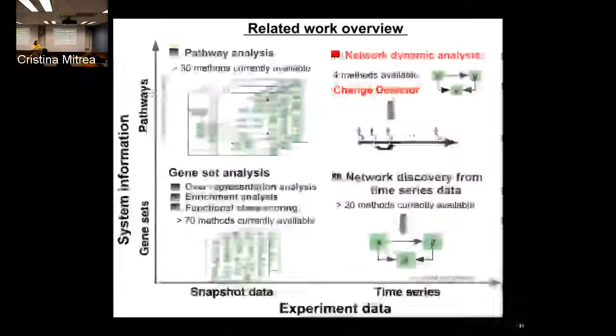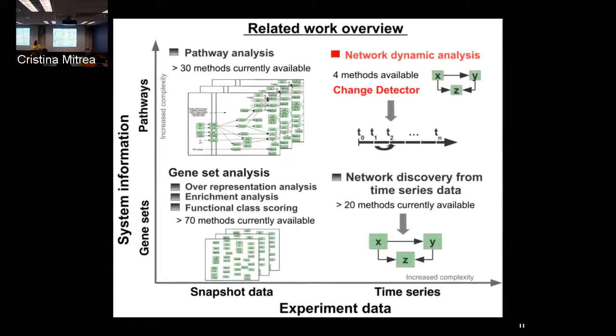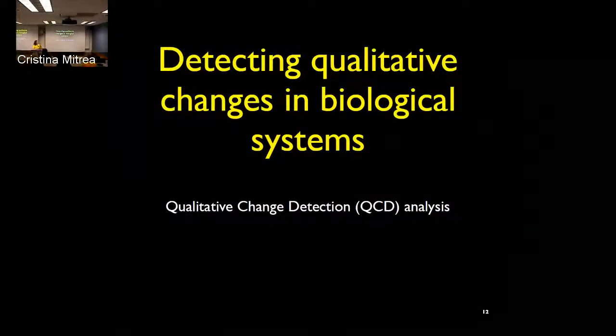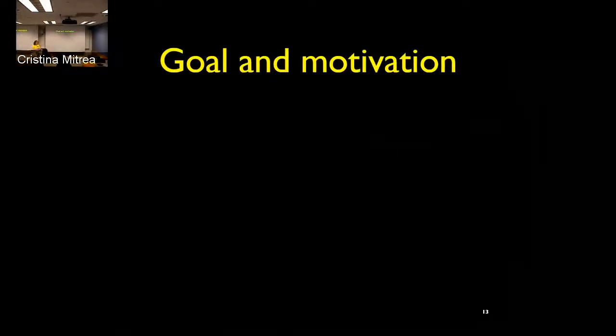So that's the scope of this research, to develop a good method for integrating this type of data and extracting knowledge and answering the question: when does the change from normal to disease happen? When does the change from the effect of the drug happen in the organism? And I name it qualitative changes in biological systems, and it's QCD. That's an abbreviation of it.